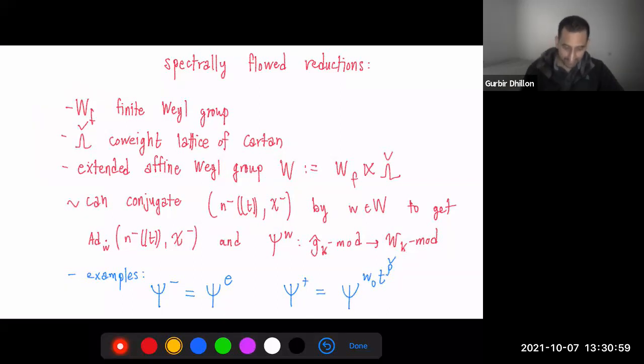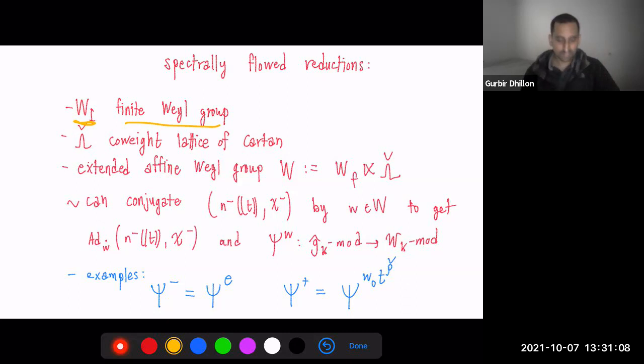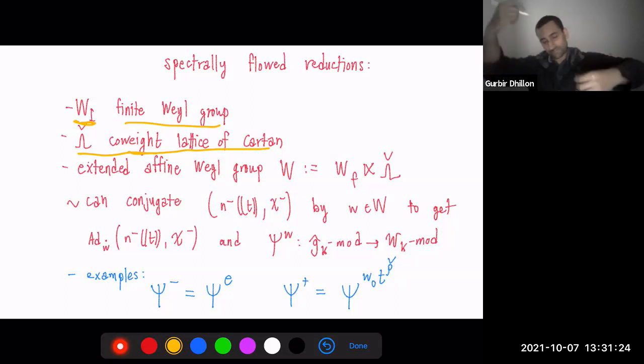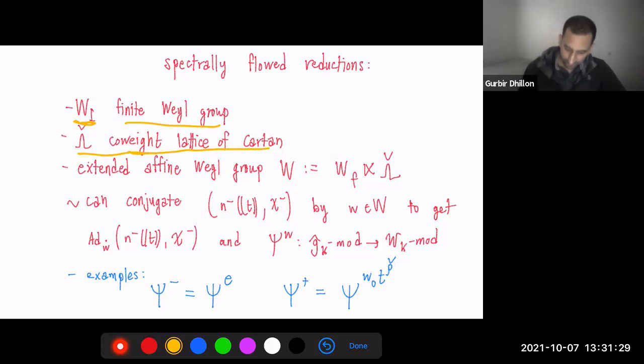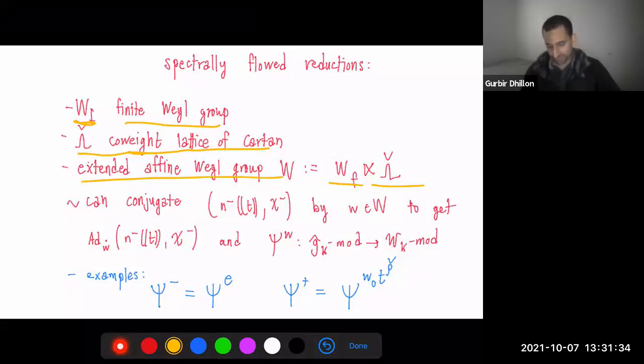So passing between F and E, that's something about acting by the finite Weyl group. In that case, just the simple reflection in SL2. This thing about jiggling which power of t your character is supported on, that's something about acting by the co-weight lattice of the Cartan. So that kind of controls which powers of t your character will be supported on. And so you can put these two types of things together into something called the extended affine Weyl group. So it just looks like this finite Weyl group, semi-direct product with this co-weight lattice.